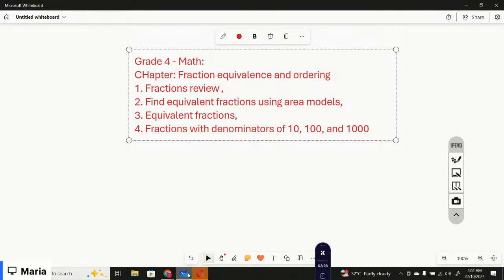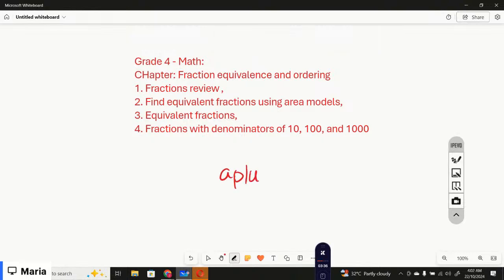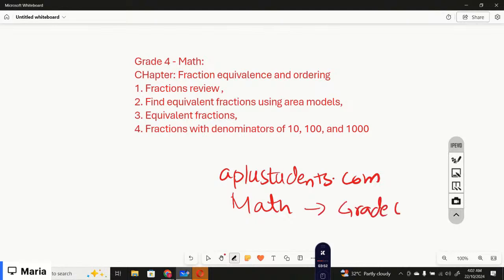We are here for grade 4 math. You can find all the lessons on aplusstudents.com. You have to log in there using your email address and password as provided by the administrator. Then you have to select math from the subject tab, scroll down to grade 4 math and then click on view all lessons.